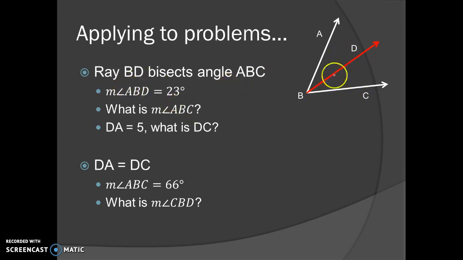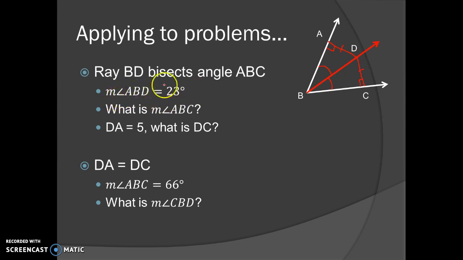So let's say that ray BD bisects angle ABC. So what we know is that this red ray is an angle bisector, which means that this angle is congruent to this angle. That also tells us that the distance of the perpendicular from D to C, whatever that distance is, is going to be the same as the distance from D to A. So we know both of those bits of information.